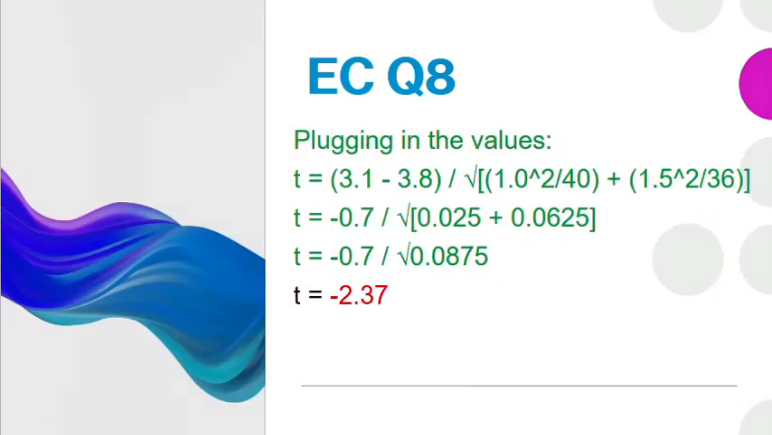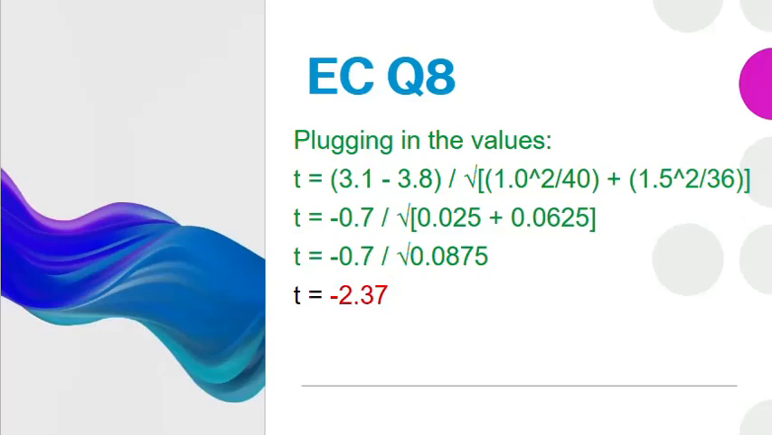Next step, we will do plugging and chugging as always. When we plug in the values, we get t equals, in the numerator, 3.1 minus 3.8, and in the denominator, the square root of 1.0 squared divided by 40, plus 1.5 squared divided by 36, the sample size. I have shared my notes and work on the slide. Hopefully you're able to follow this, and you can handwrite or use a calculator to check my work.